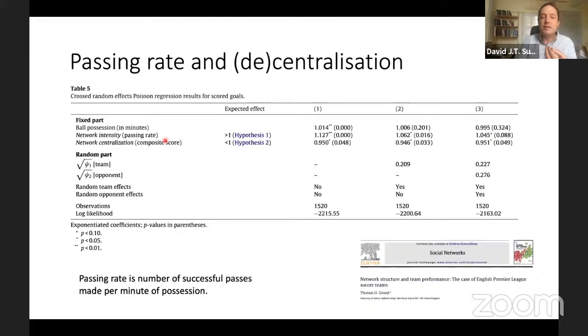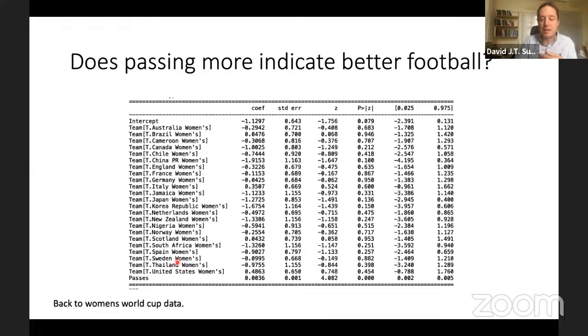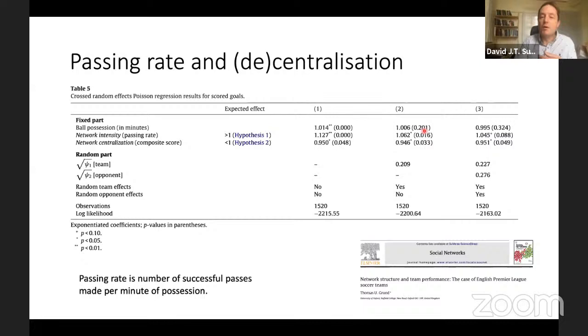The first model has no fixed effects. So you just do a Poisson regression of goals scored on ball possession. And he finds that that is statistically significant at the 1% level. But then he says, well, what if I put in a team effect? He was studying the Premier League, and so he put in all of the teams in the Premier League, just like I did here for all of the teams playing in the Women's World Cup. And he said, well, if I do that, is possession still important? And then he finds out, no, there's no statistical effect of possession.